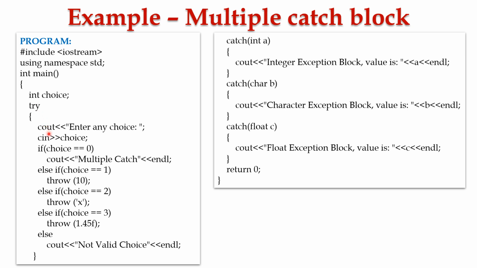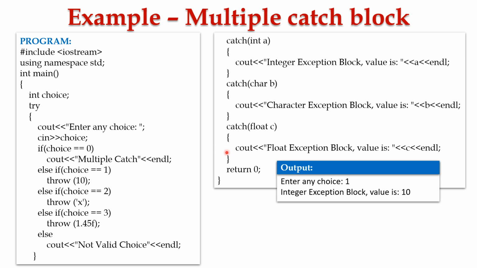Here, using the cout statement, we have displayed the message "enter any choice" to the user as shown in the output. Next, using the cin statement, we have obtained the value of the variable choice from the user. So here, the user has given the value 1.